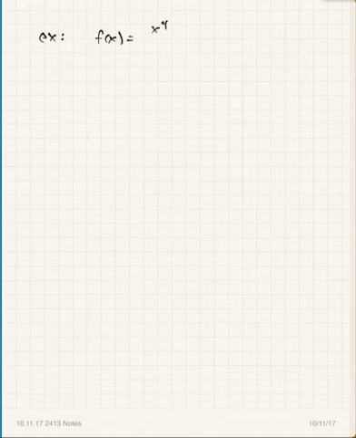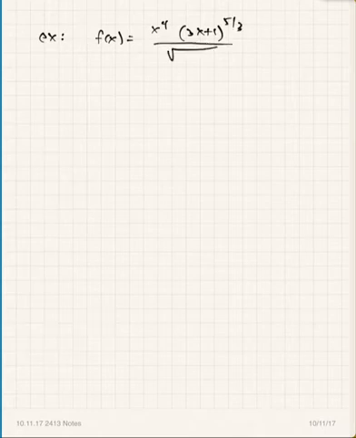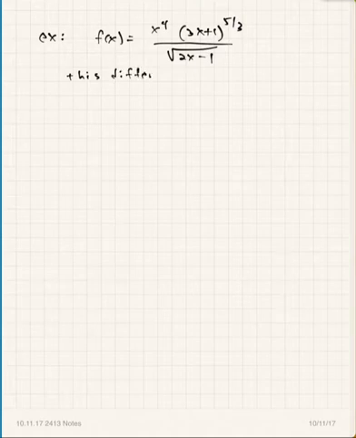All right, so let's say we have f of x equals x to the fourth times (3x plus 1) to the 5/3, all divided by the square root of 2x minus 1. Now, if you're going to differentiate that function like it is, that differentiation would be horrible.